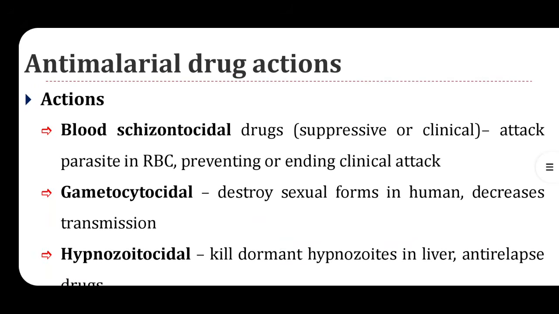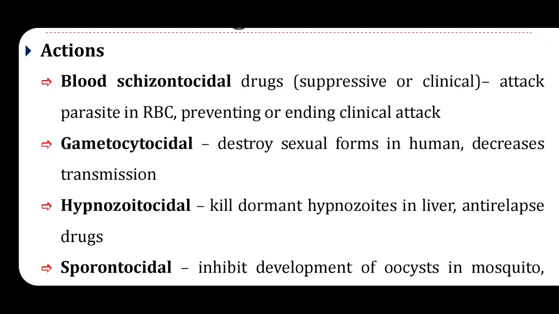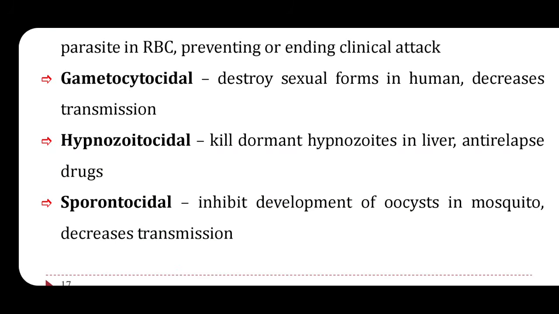Antimalarial drugs mechanism of action. Blood schizontocide drugs are suppressive or clinical attack drugs that target the parasite in RBCs, preventing or ending a clinical attack. Gametocidal drugs destroy the sexual form in humans, decreasing transmission. Hypnozoiticidal drugs kill dormant hypnozoites in the liver. Sporontocidal drugs inhibit development of oocysts in the mosquito, decreasing transmission.